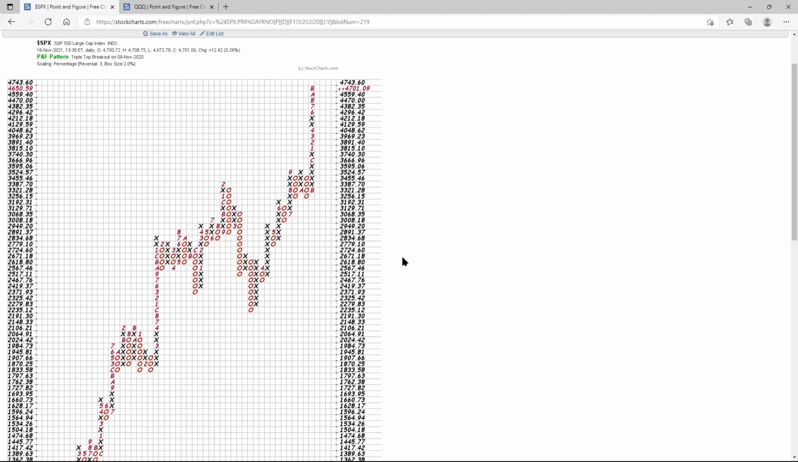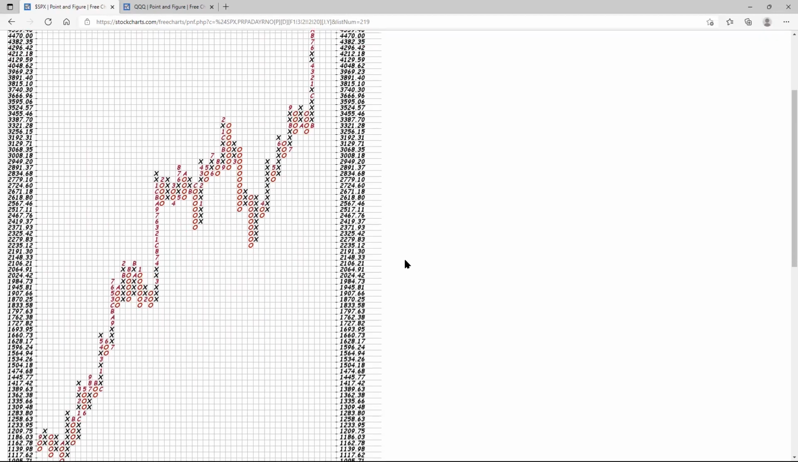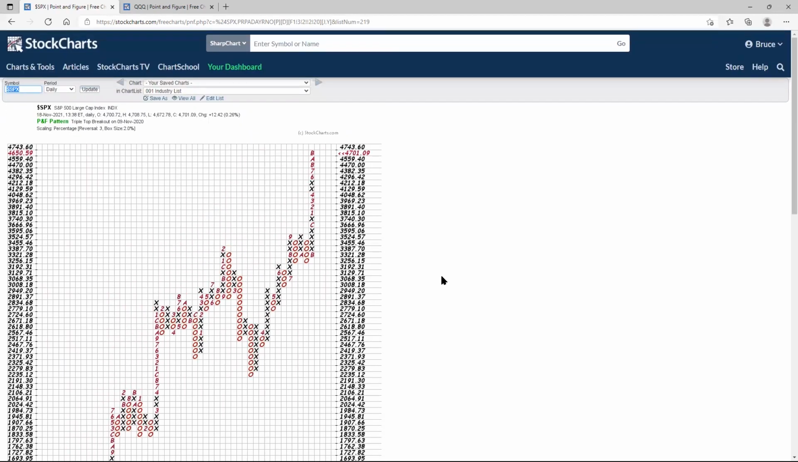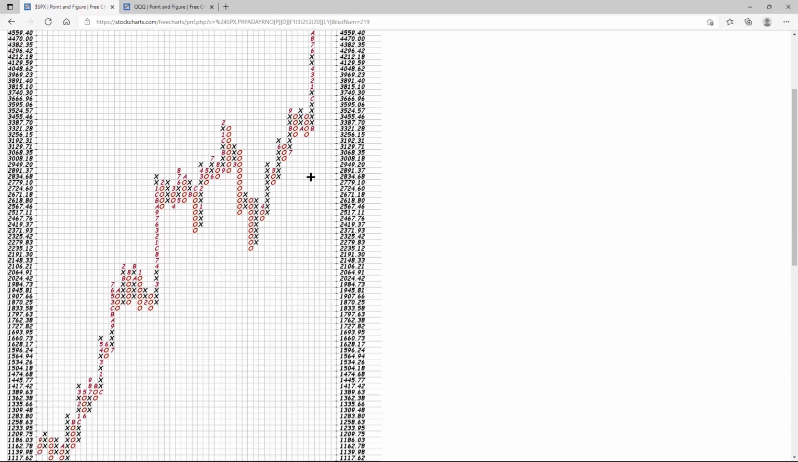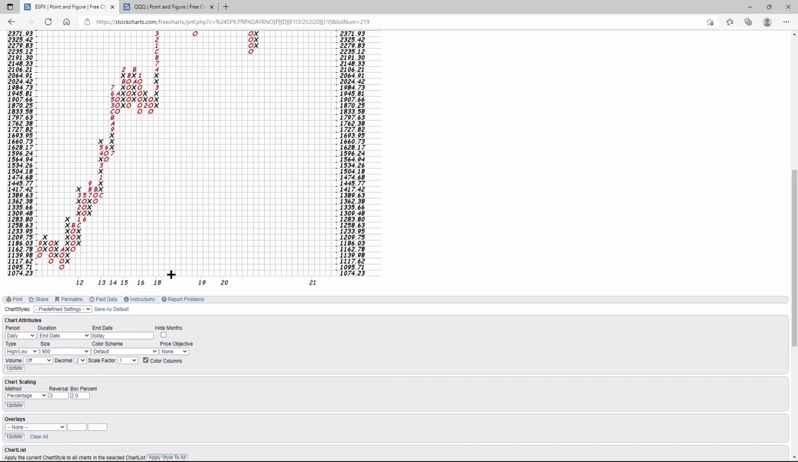So there are counting conventions for percent scaling, but they are a subject for another day, and we could spend hours on how to conduct a counting. But for those of you that like to look at logarithmic moves in stocks or in indexes, this is a great tool to use, and you can see things here that maybe don't show up quite as clearly in a vertical bar chart that uses log scaling.